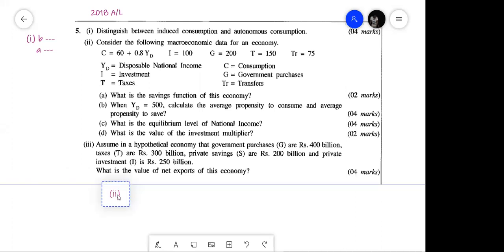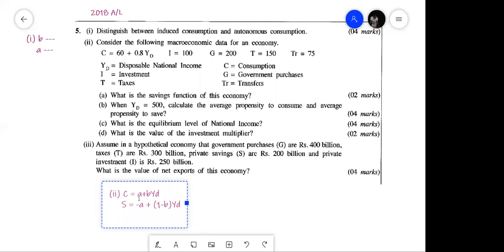Don't just put the consumption function and savings function. You say C is equal to A plus B YD, and S is equal to minus A plus (1 minus B) YD. So put that working. I'm just saying, don't forget those things.